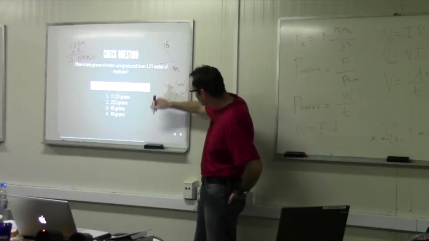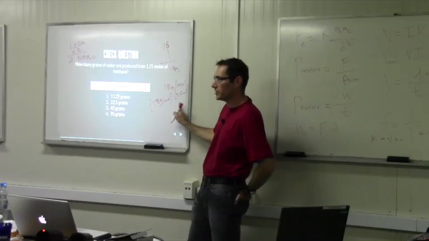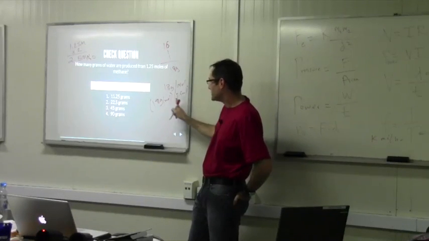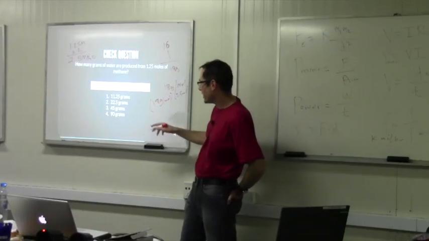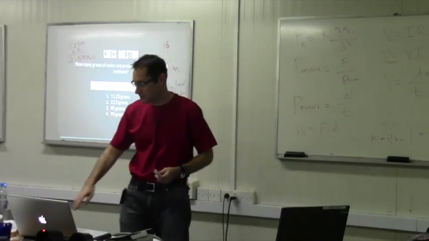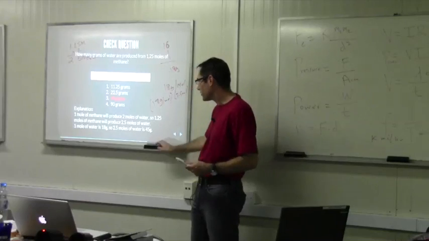So 18 times 2.5. Well, 18 times 2 is 36, and 9 plus 9 is 45. So it's going to be that, right? Let's see. Ta-da! 45. OK.